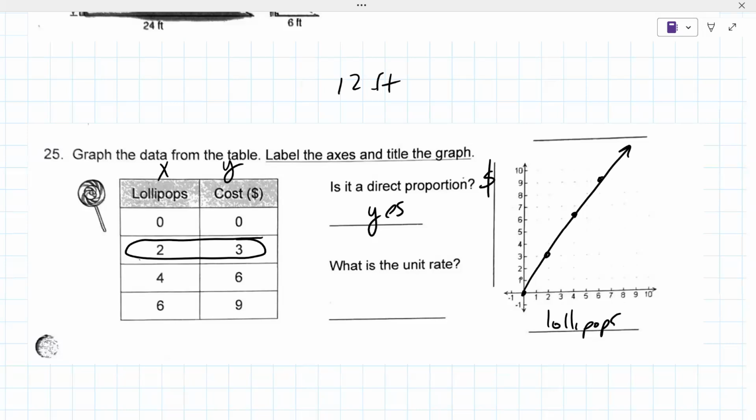$1.5. Okay, what are the units though? 1.5 lollipops? Oh, no, sorry, dollars. So $1.50 per what? What's the other unit? Per one lollipop. Yes.